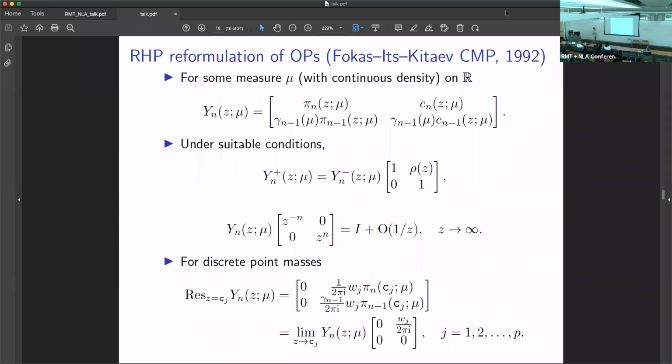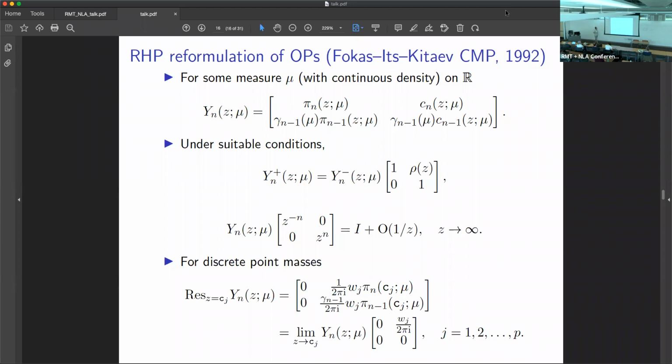Under suitable conditions, they can show the following. Y plus is essentially approximating Y from the upper half plane, and Y minus is just from the lower half plane. They can show that these two parts are connected with a simple jump condition. Let's assume first of all that mu has a continuous density function. Because the leading order of pi n is z to the n, you need this kind of normalization condition.